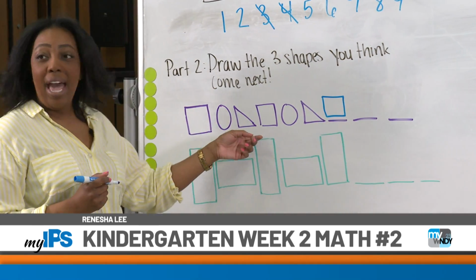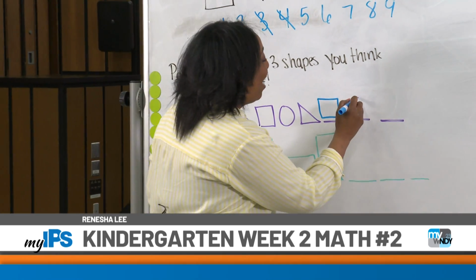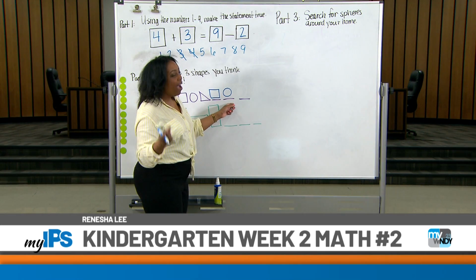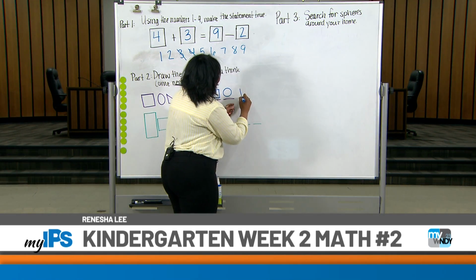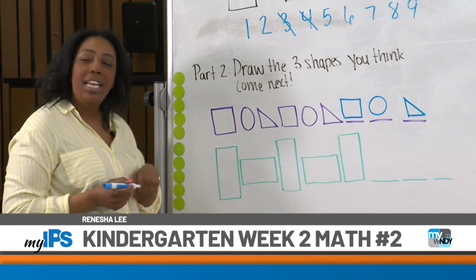And that matches our pattern, right? What comes after square? Circle, you got it. Square, circle, let me hear it, triangle. You got it, guys. So now you've completed your first pattern. Let's go to the next one.